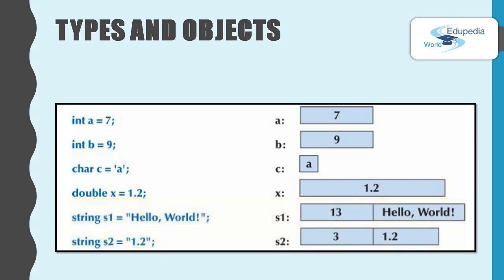Hello, space, world, exclamation point, all are 13 characters. For the last statement, the string variable s2 holds 3 characters: 1, the decimal point, and 2, all are 3. Now remember, the double quotation marks surrounding the value don't count. They are not stored in the memory. They are only for identification, to say it's a string value.